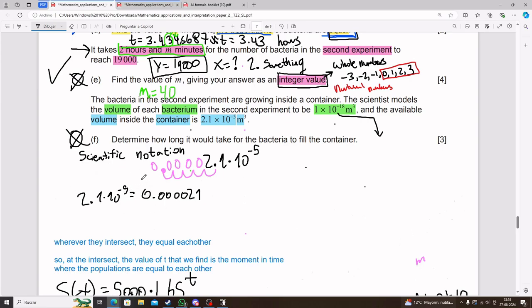In terms of scientific notation, you can just rewrite it like this. It's a lot friendlier. I suggest that you do that. See? So this is going to be for the volume of the container. So the volume of the container is simply this number here.